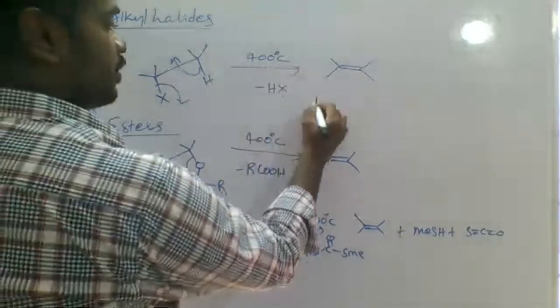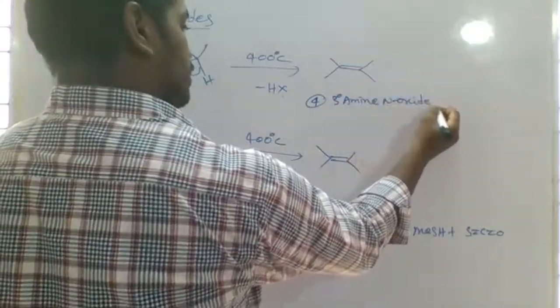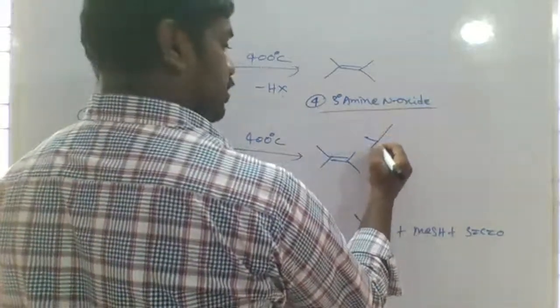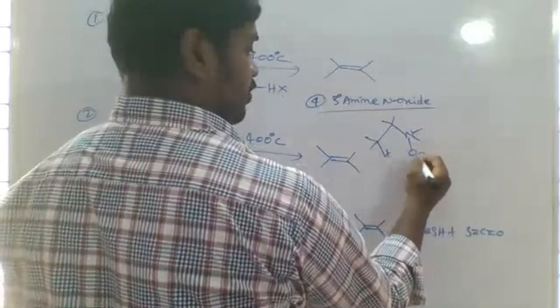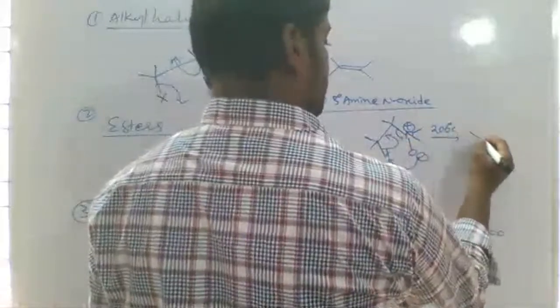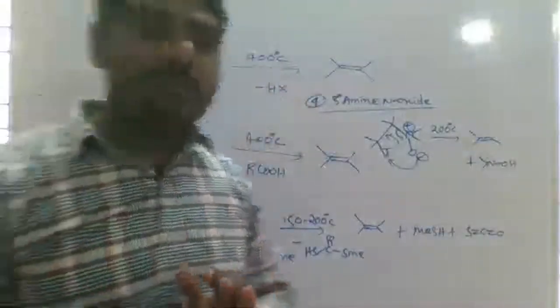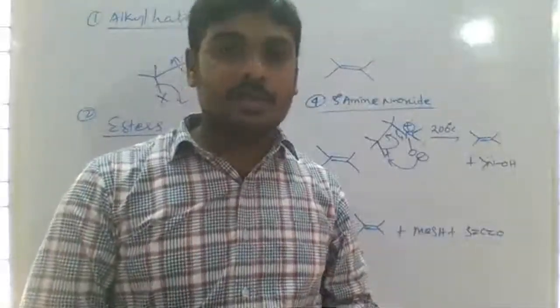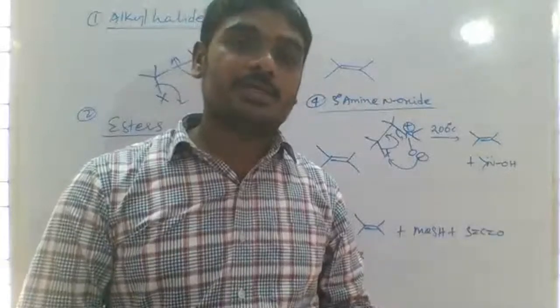Next, the tertiary amine N-oxide, with N plus and O minus and methyl groups. It takes a proton, the bonding shifts, and at a high temperature of 200 degrees centigrade it gives the olefin and N-OH, a hydroxylamine. So the four substrates are: first, the alkyl halides; second, the esters; third, the xanthates; fourth, the tertiary amine oxides.